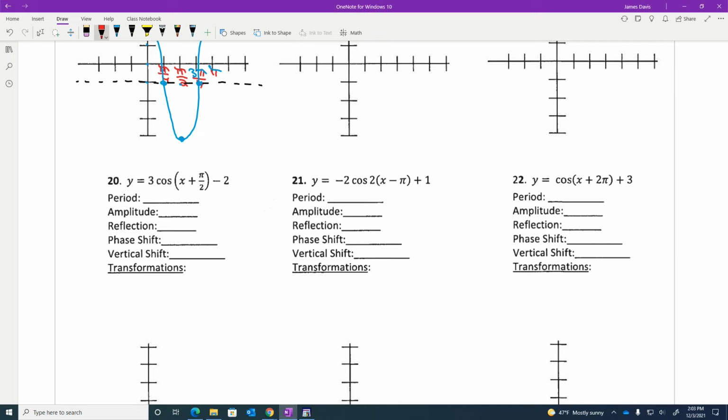So what's the period of 21? That period's pi, because it's 2 pi over 2. The amplitude is also 2. It does have a reflection over the x-axis. It's got a negative in front. It has a phase shift of pi, and it's going to be a positive pi since the minus is always the opposite. And then a vertical shift up 1.